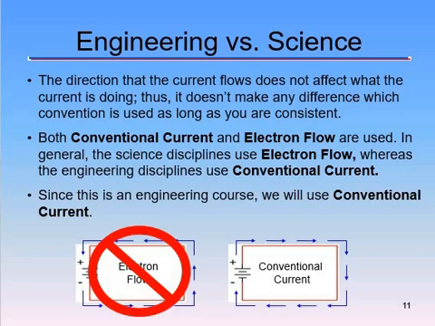Alright, so engineering versus science. Okay, science is more on electron flow. We, in engineering, use the conventional method. You will get all the exact same answers, except the polarity is in the opposite direction. So really, that part is insignificant when it comes down to it.